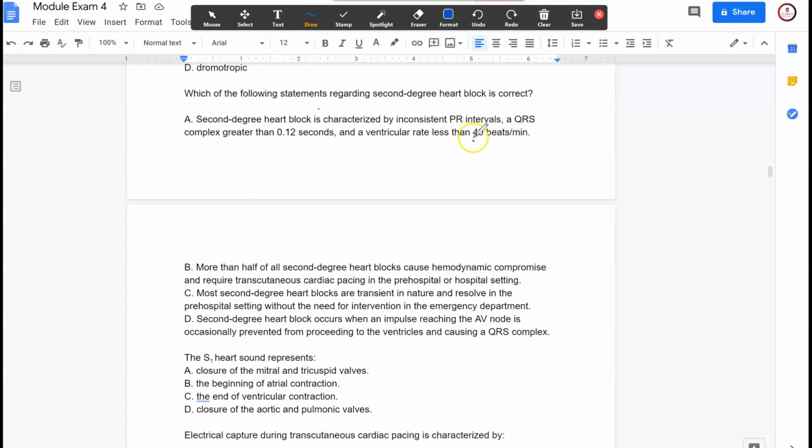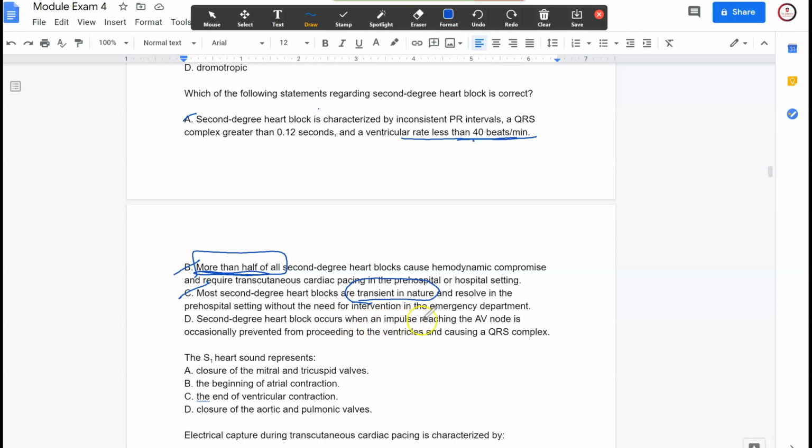I mean, you could have a heart rate more than 40, right? I would say that's a no. "More than half of all second-degree heart blocks cause hemodynamic compromise, require transcutaneous pacing." Who's calculating this, this more than half? That's just one of those, like, no. "Most second-degree heart blocks are transient in nature and resolve in a pre-hospital setting without need." No. Transient nature means it comes and goes, right? You get there, the patient's like, I don't feel good, and then you get to do stuff.